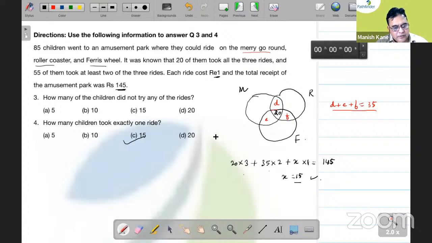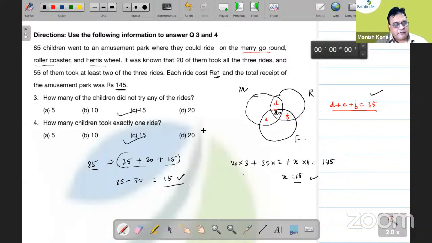Now see, out of 85 students, 35 took two rides. These 35. 20 took all the three rides and 15 took exactly one ride. What is the total number of students who took any ride? 55 plus 15, 70. So what is the number of children who did not take any ride? That is 15, which must be your answer.